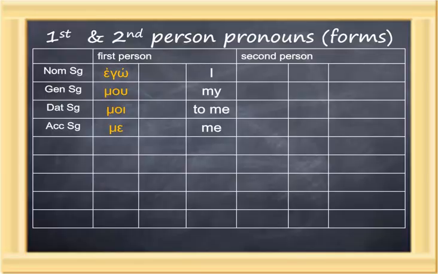The first person singular pronouns are ego, the nominative singular, mu, the genitive singular, moi, the dative singular, and me, the accusative singular. While one can see some similarities to previous inflections, the upsilon in the genitive singular, the iota in the dative singular, many students find it's just easier to memorize these personal pronouns.